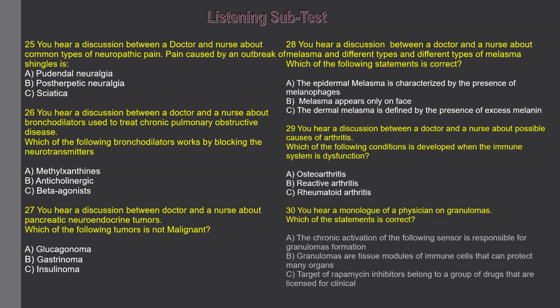Anticholinergics block the neurotransmitter acetylcholine in the central and the peripheral nervous system from binding to its receptor in nerve cells and inhibit parasympathetic nerve impulses. Methylxanthines affect not only the airways but also stimulate heart rate and force of contraction, and cause cardiac arrhythmias at high concentrations.